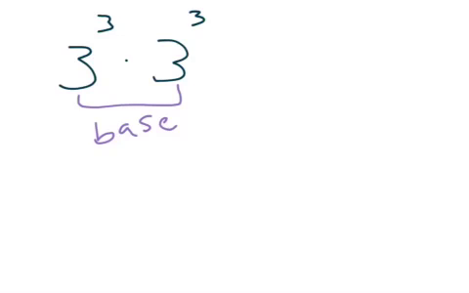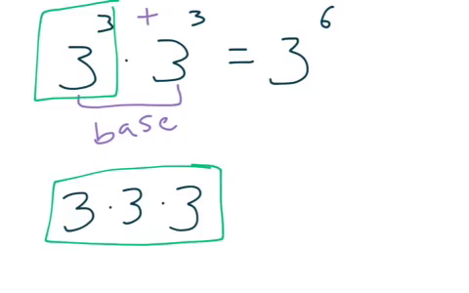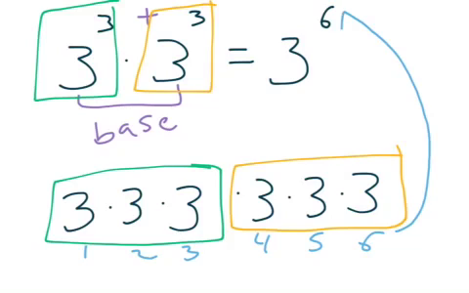Let's try another one. Let's try 3 to the third times 3 to the third. They have the same base, so we're going to add the exponents. So this should equal 3 to the 6th, but let's write it out to see. So let's take the first exponential expression, 3 times 3 times 3. It's this one right here. Times 3 times 3 times 3. That's this one right here. Let's count them up. 1, 2, 3, 4, 5, 6. So that does equal 3 to the 6th power.